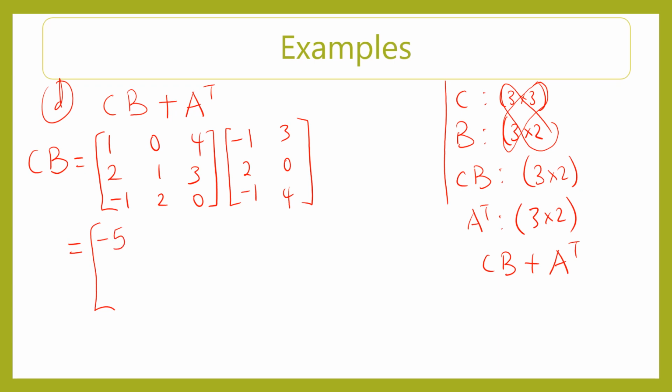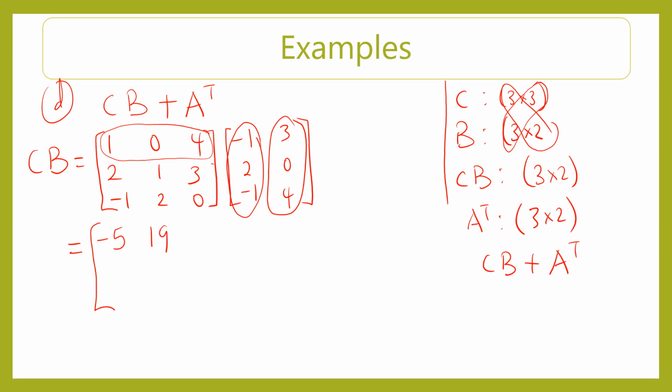I'm going to go to the next one. So what I'm doing again is to take the first row here and multiply with the columns here and then the columns here. So I just finished with the first one. The second one is 1 times 3, which is 3. 0 times 0, which is 0. 4 times 4, which is 16. If I add everything together, I'm going to get 19.